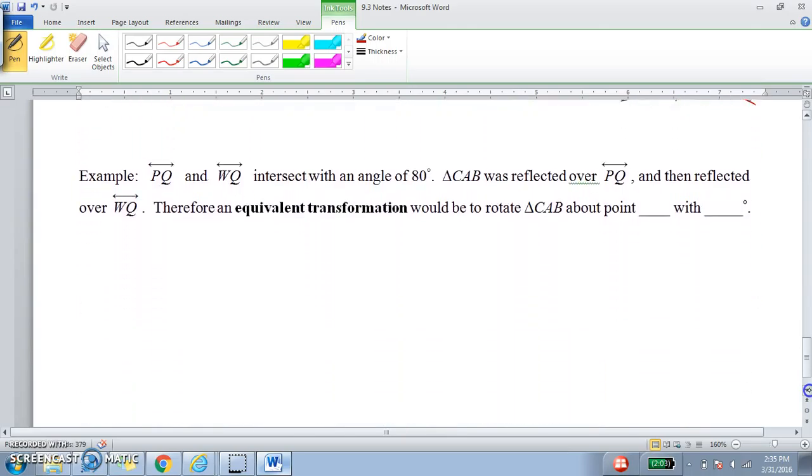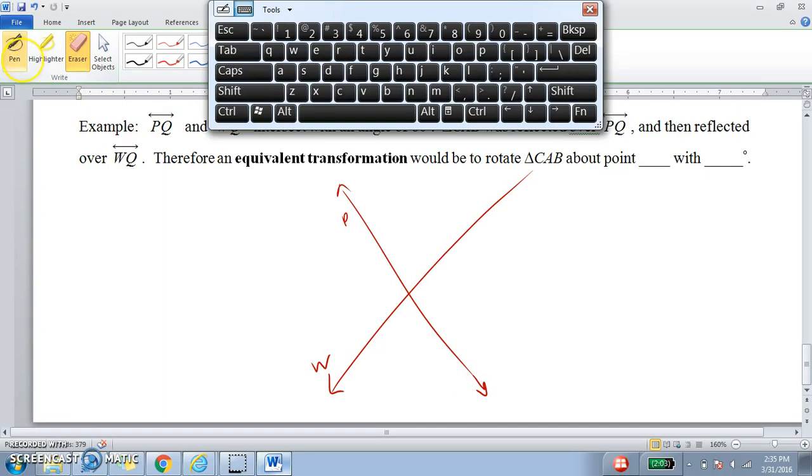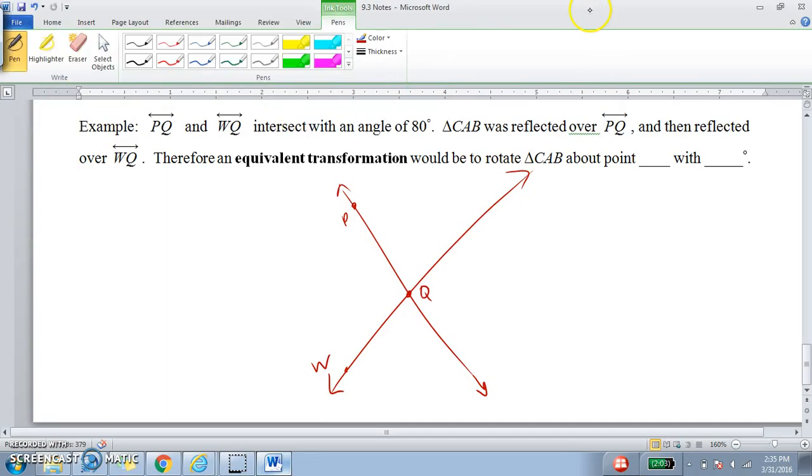Another example. So we say that line PQ and WQ, oops, Q needs to be here because both of them have Q. Q is on both the lines, so PQ and Q is right here, P is right here, W is right here. So PQ and WQ intersect at an angle of 80 degrees. We'll say this is 80 degrees right here.